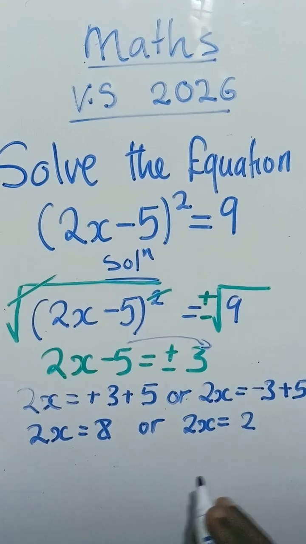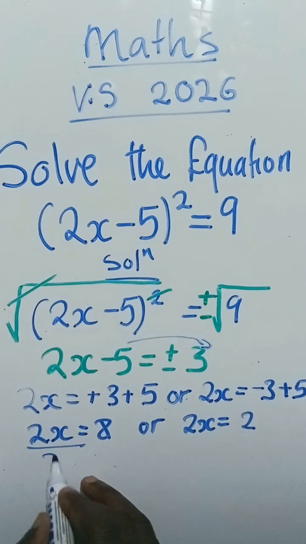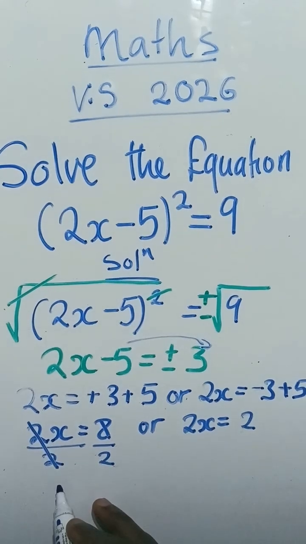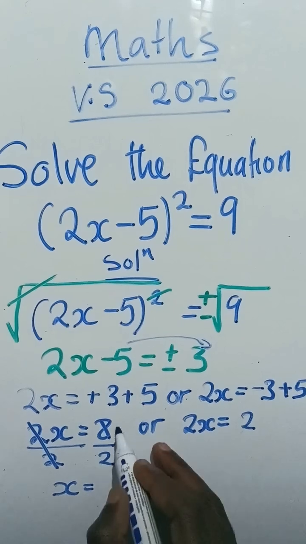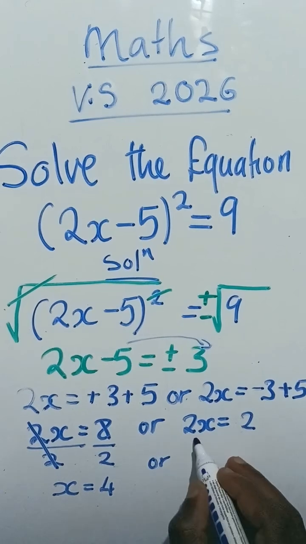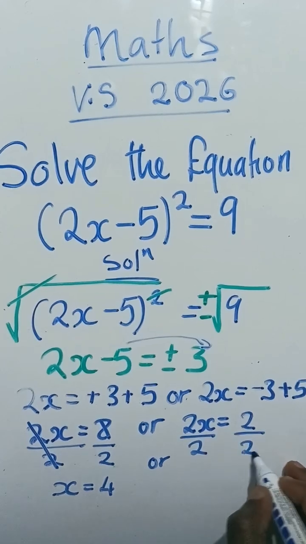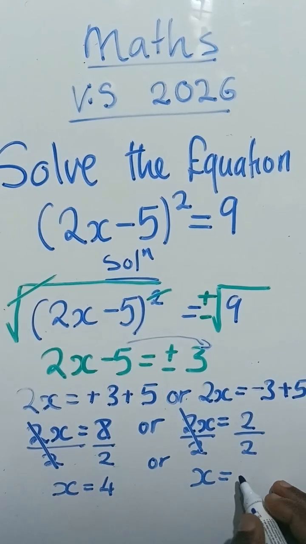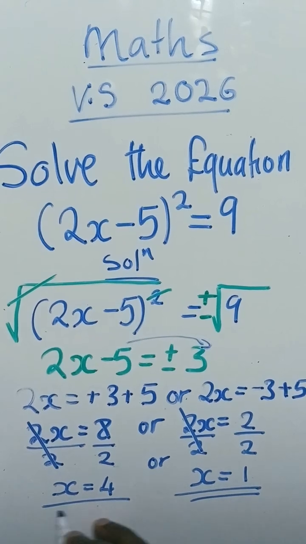Now what are we going to do? We are going to divide by 2. So 2x divided by 2 is x, equals 8 divided by 2, and the answer is 4. Or here we divide by 2 as well: x equals 2 divided by 2, and the answer here is 1. So the answers are: the value of x is equal to 4, or the value of x is equal to 1. That's the way we answer the question.